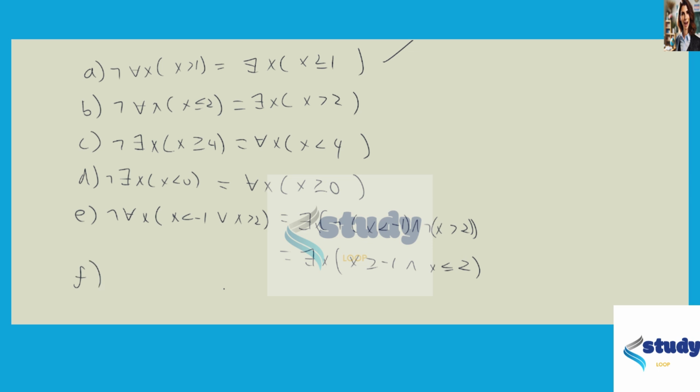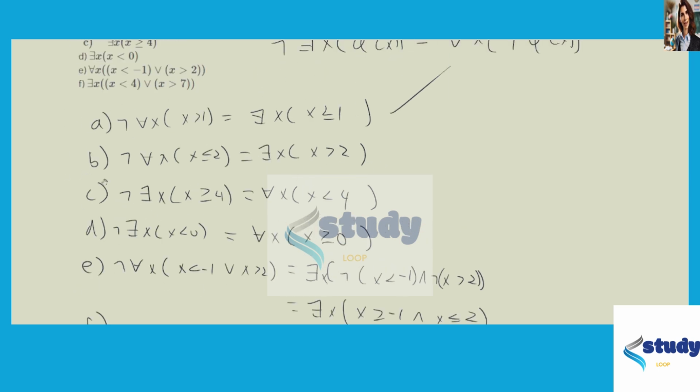Now for F, I've already scrolled past what we needed. Let's see. The statement is that there exists an x that is less than 4 and greater than 7.